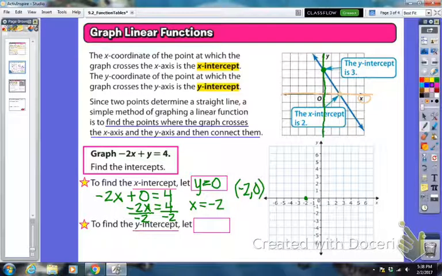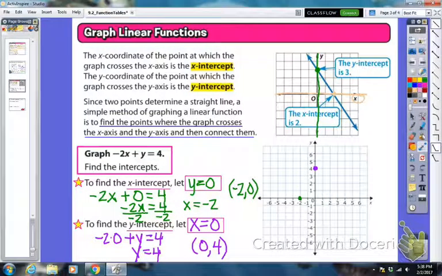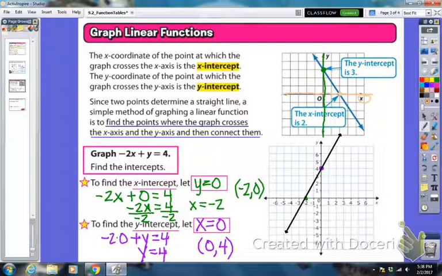Now if you want the y-intercept, you need to let x equal 0. So up in the problem you have -2 times x, substitute a 0, plus y equals 4, which is just y equals 4. So my ordered pair for this one is 0, 4, which is 4 above the origin. Then lastly, you need to connect them with a straight line. So make sure you use a ruler. Extend it, stretch it out throughout the graph, and make sure the ends have arrows because a line goes on forever.